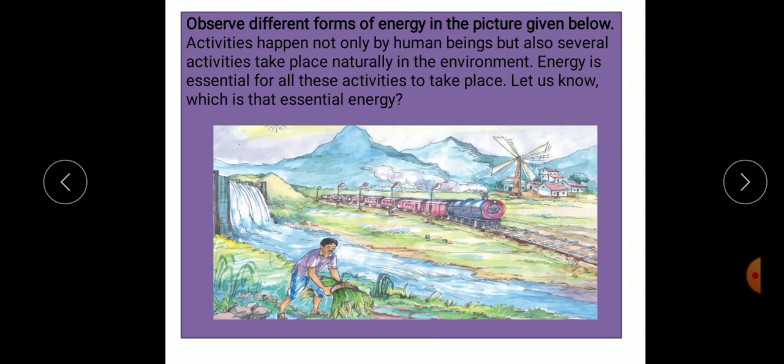The sun gets solar energy. In this image, you can see different forms of energy. Like the sun, it gets solar energy. The windmill rotates with the help of air, so here wind energy is produced. Waterfalls, water energy, and a farmer working in the farm. Here the farmer is using muscular energy. The train moves with the help of coal. Coal energy is used. So all these are the different forms of energy we use in our daily life.